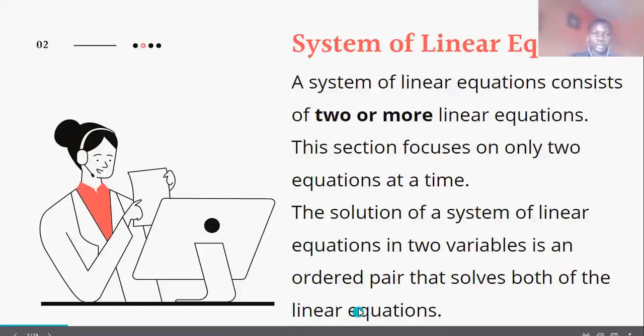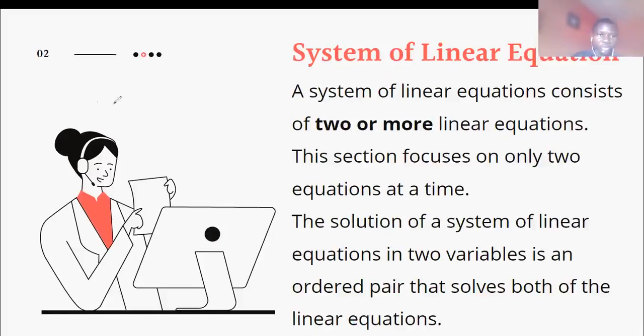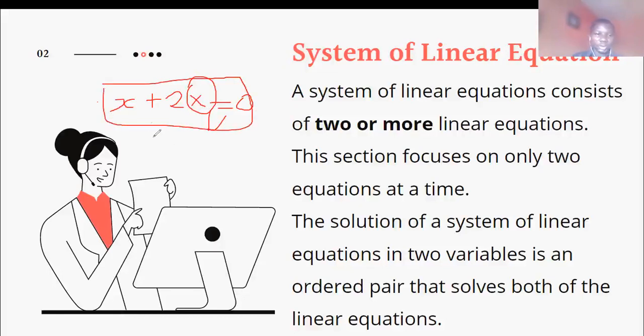If you remember vividly, what you have been doing over time is x plus 2x is equal to 0. This equation contains only one unknown, and also only one linear equation.